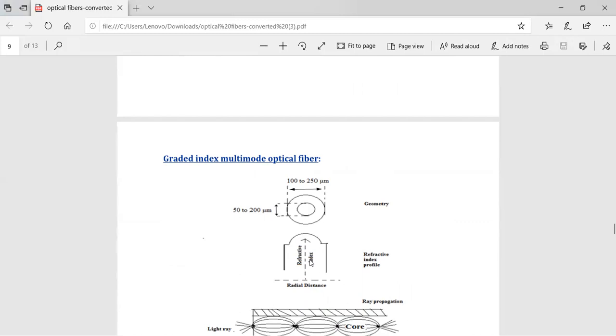That means the core has a concentric layer of refractive index. The core has the refractive index more at the center, and as you move away from the center, the refractive index decreases for the core. But the cladding refractive index is uniform. So this is the major difference. The core has more refractive index at the center. As you move away from the center, the core refractive index will go on decreasing.